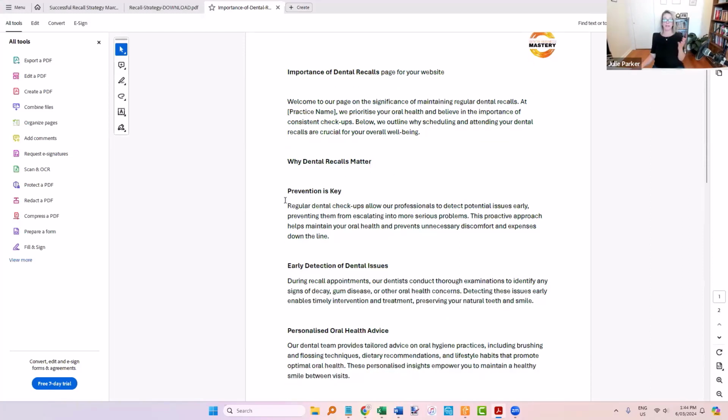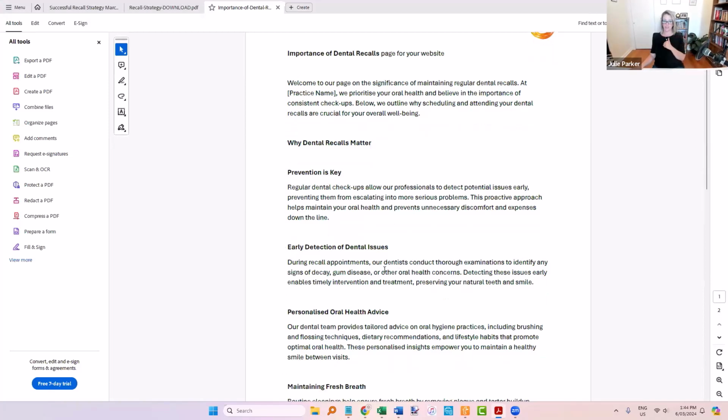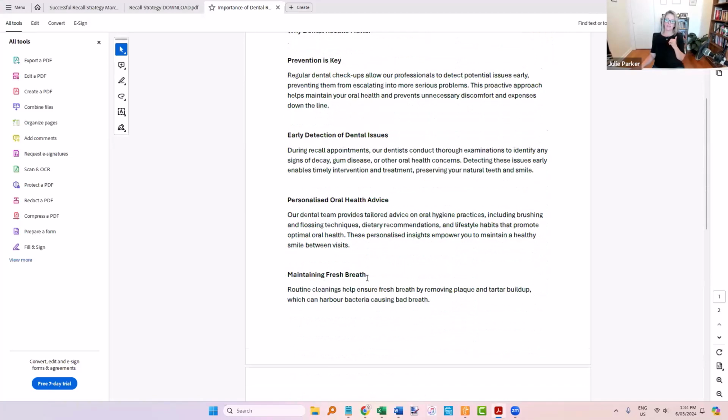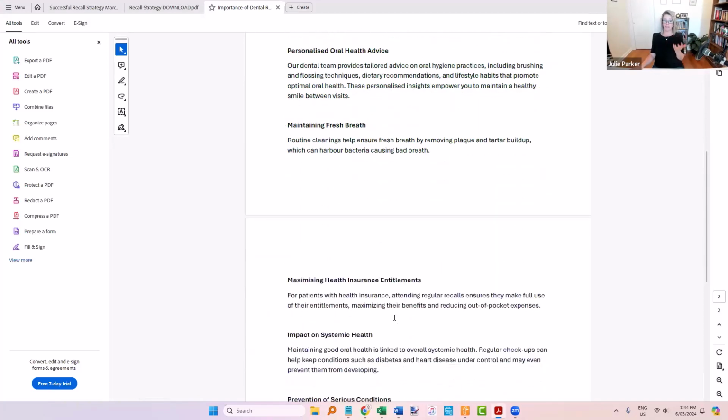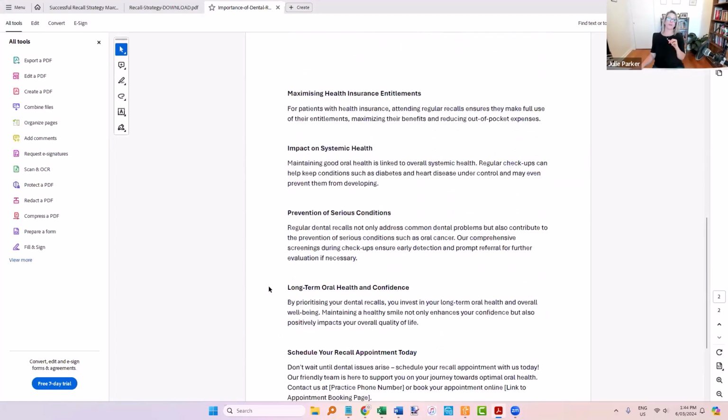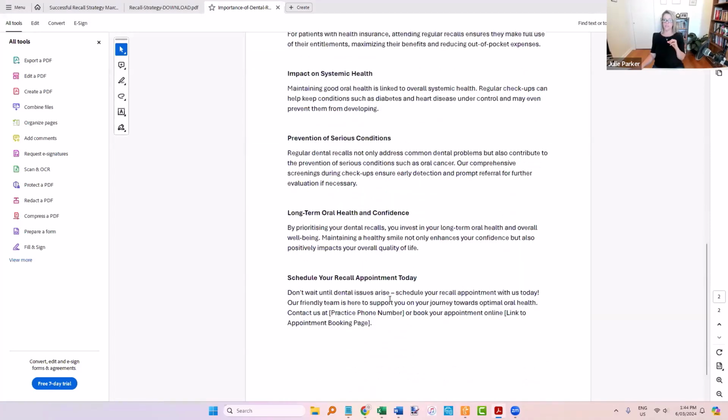Why dental recalls matter. Prevention is key. Early detection of dental issues. Personalised oral health advice. Maintaining fresh breath. Maximising health insurance entitlements. Impact on systemic health. Prevention of serious conditions. Long-term oral health and confidence.